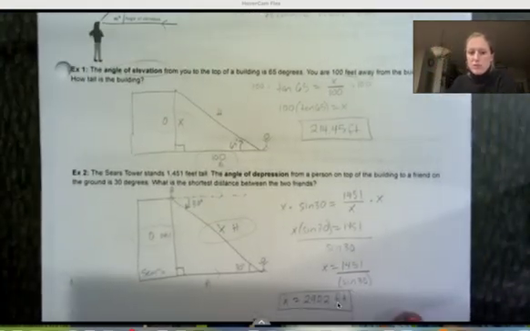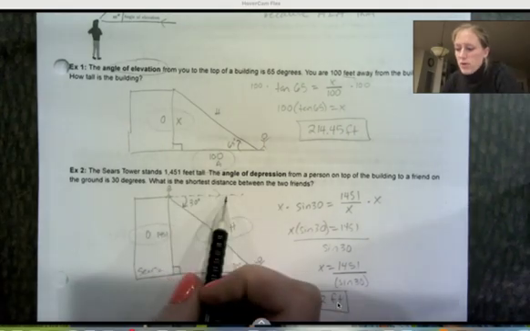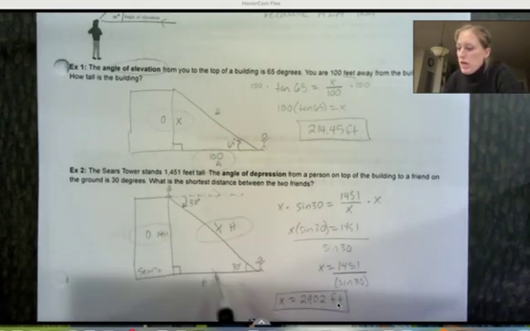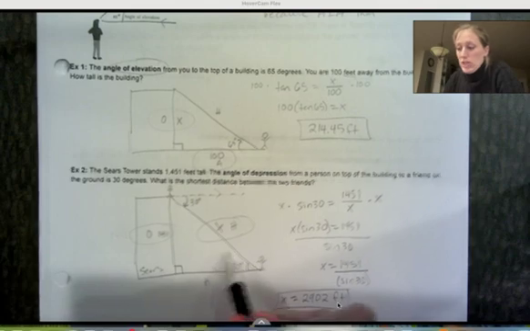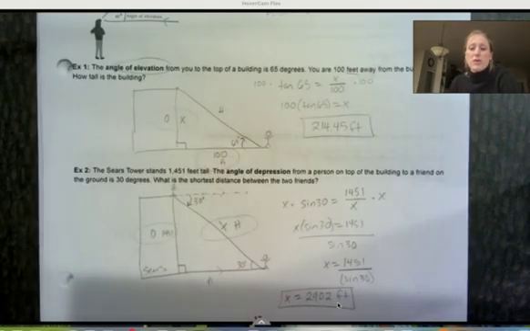Okay, let me see if that's the last one. Yep, that is our last example. So again, remember, angle of depression is from the horizontal looking down, angle of elevation is from the horizontal looking up, and those angles are always congruent. So for all the modeling problems today, set up a right triangle and fill in the parts that you know.